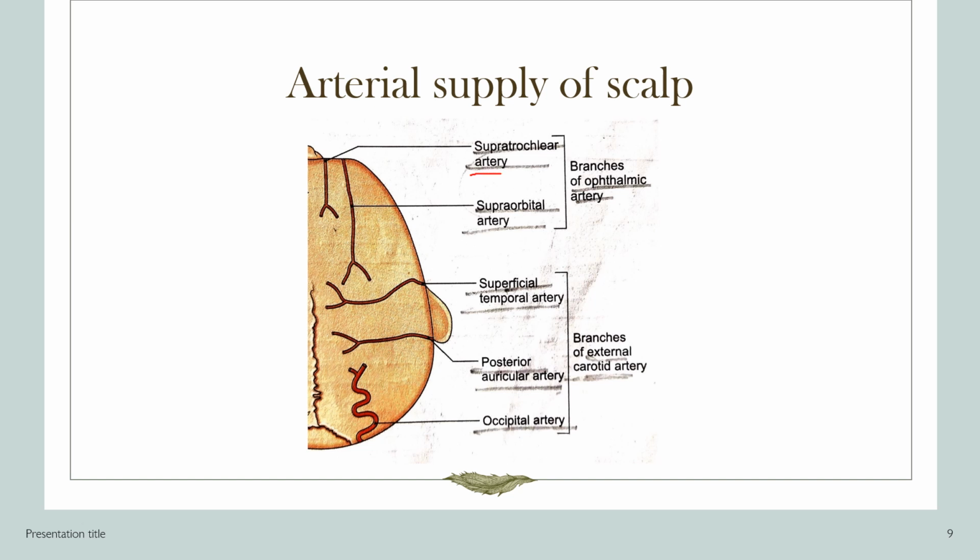This is the supratrochlear artery. This is the supraorbital artery. Then come the superficial temporal, posterior auricular, and the occipital artery. These three are the branches of the external carotid artery, while the upper two are the branches of the ophthalmic artery. So this is the arterial supply of the scalp. Moving to the next slide.